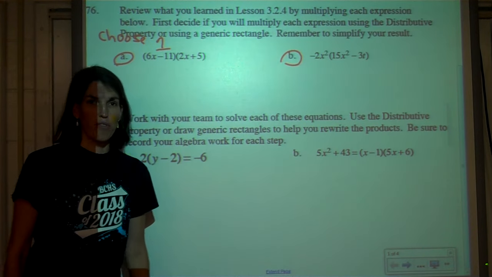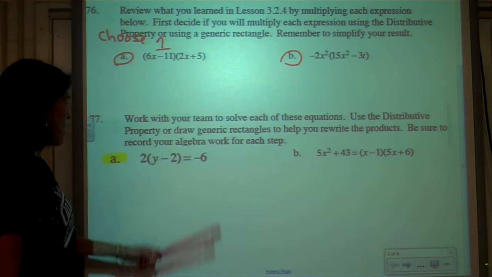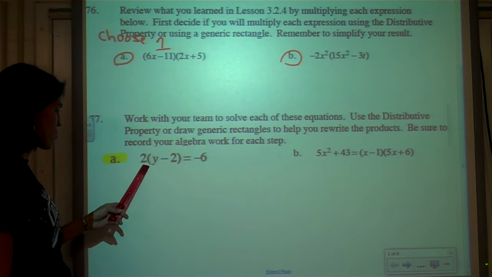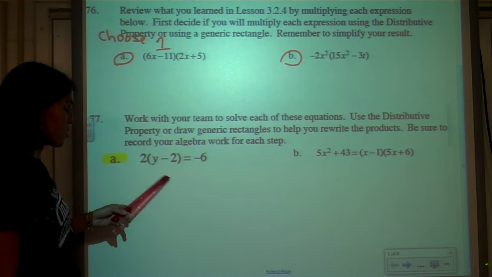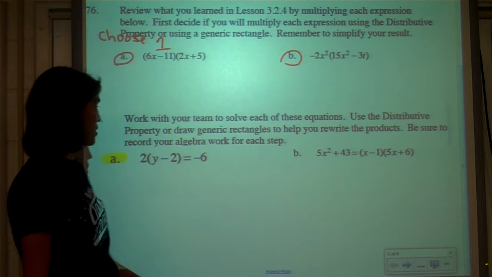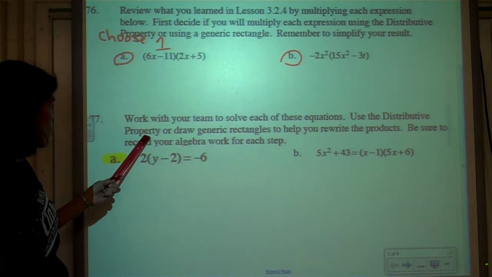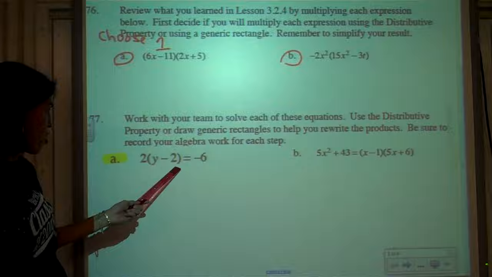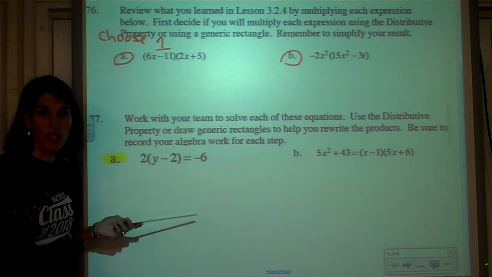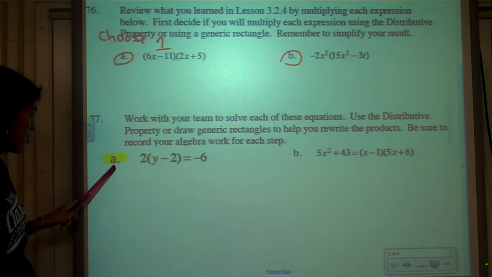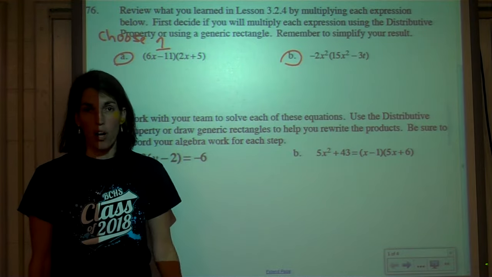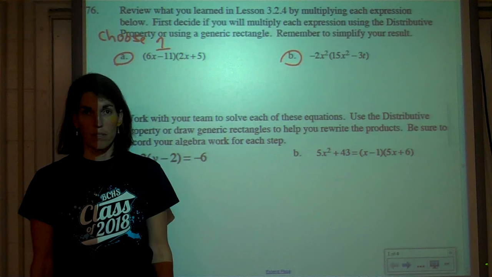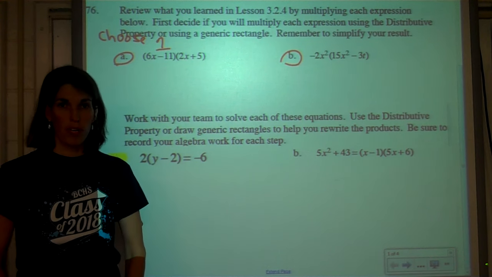Okay, the next thing as review, I don't want you to spend all day on this. The whole point of using the distributive property is to work on solving equations that distribute. We've been doing this throughout the semester. Use the distributive property, or you can draw generic rectangles to rewrite this product and then solve this equation for y. The only one I'd like for you to do is A. Go ahead and hit pause and do that. When you're ready, turn back on.